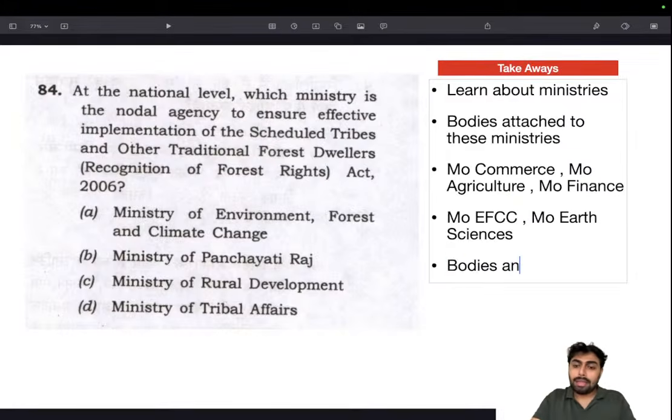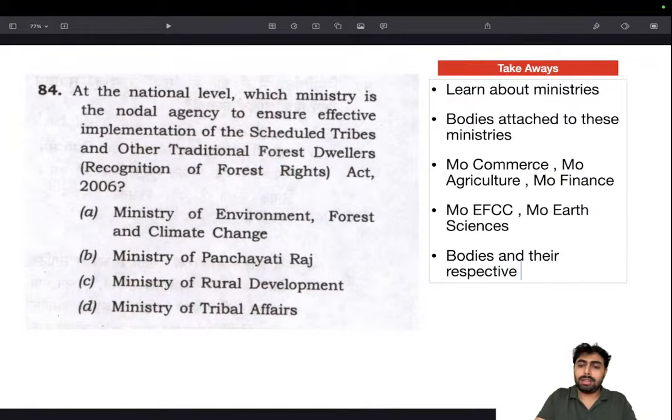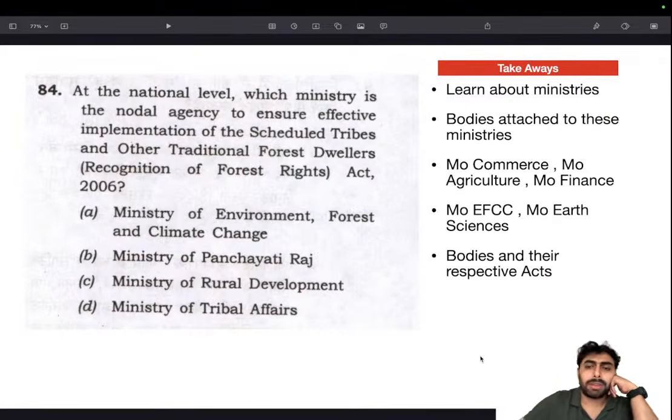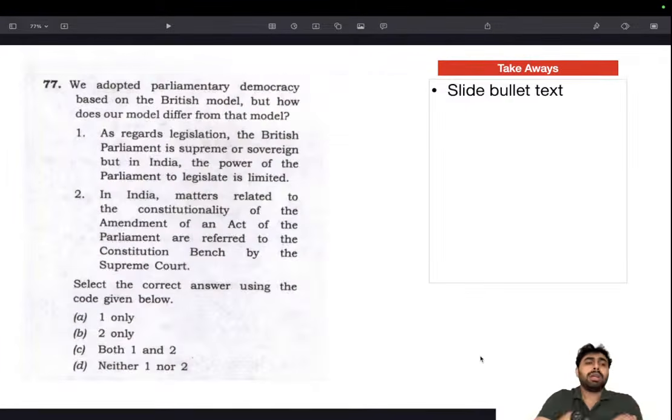Bodies and acts, their respective acts, as in whether it's for statutory bodies. That's how you should be dealing with it. And not just statutory bodies, there are some constitutional bodies under certain ministries, so you need to know about that also. That's it. Moving on, we adopted parliamentary democracy based on the British model, but how does our model differ from that model?